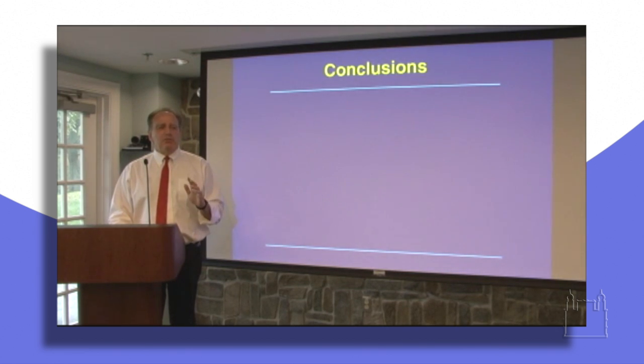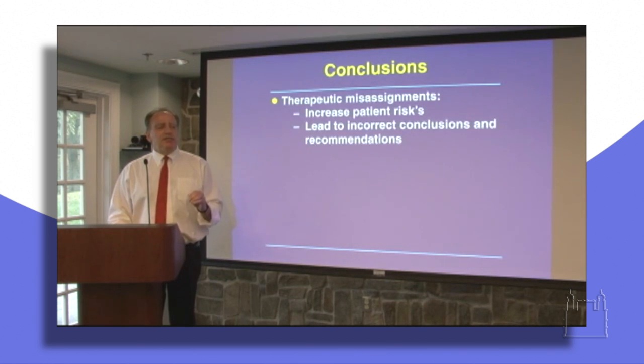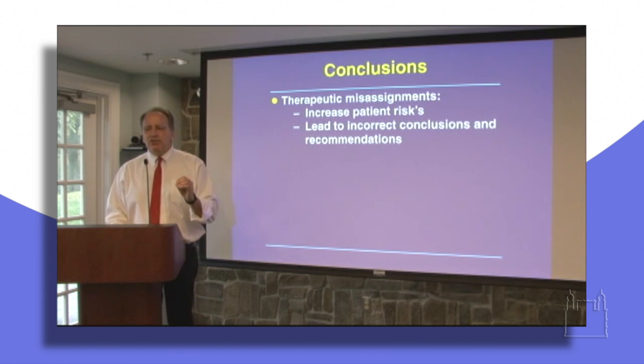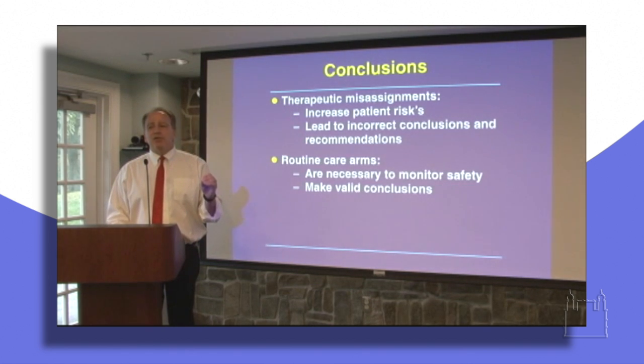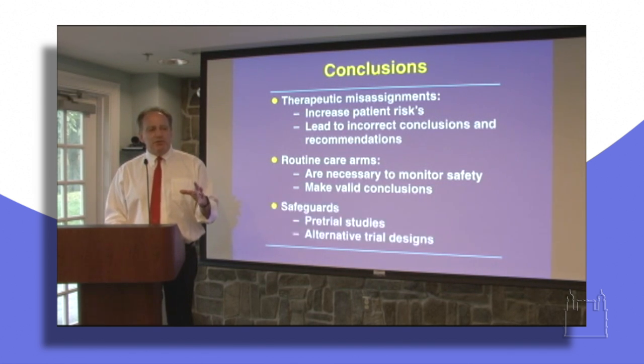So in conclusion, what I tried to emphasize to you about studies of usual care is the therapeutic misassignment problem, which really is, do you really understand how those therapies within usual care are given, and to which patients, and for what reason? If there are therapeutic misassignments, it can increase risks and lead to incorrect conclusions and recommendations. Routine care arms are necessary if the arms really are not representative. And they're necessary to monitor safety and make valid conclusions.